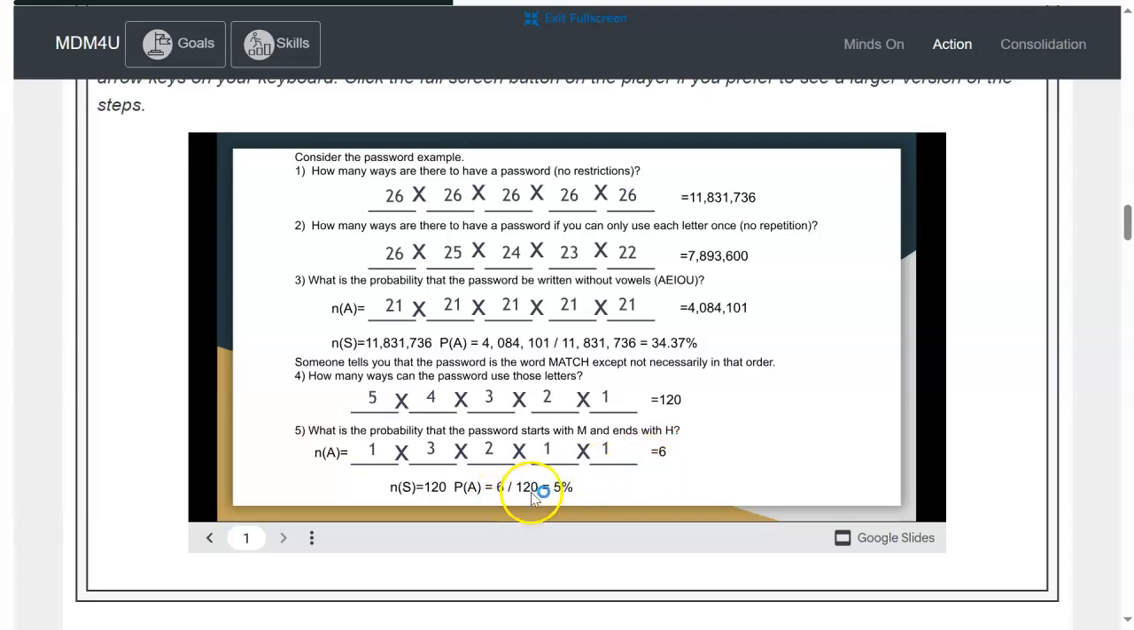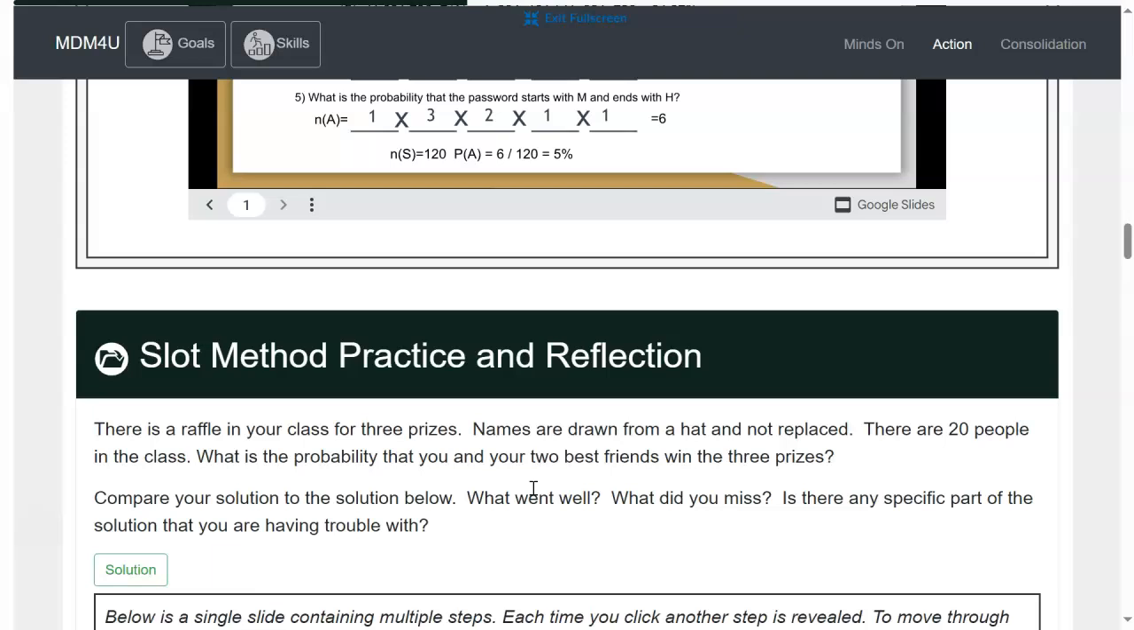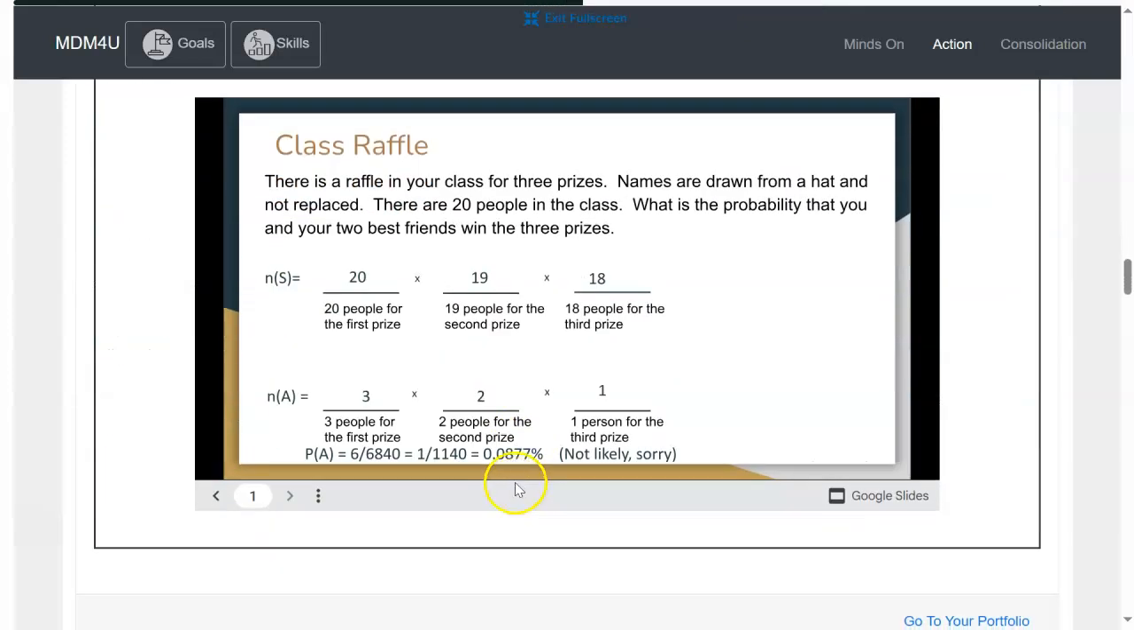The total is 120. That's 5%. Okay, so there's that. There's a quick question here about a class raffle. Again, you want total over success. Your 3 friends, you want to know the probability that your 3 friends finish first, second, third. So success is your friends finishing first, second, and third.